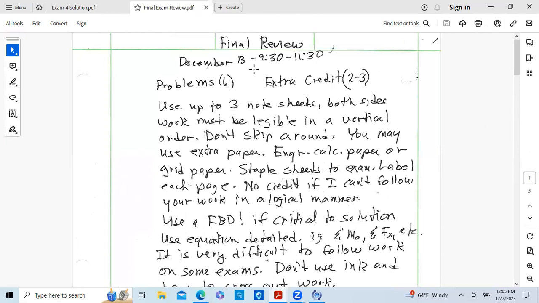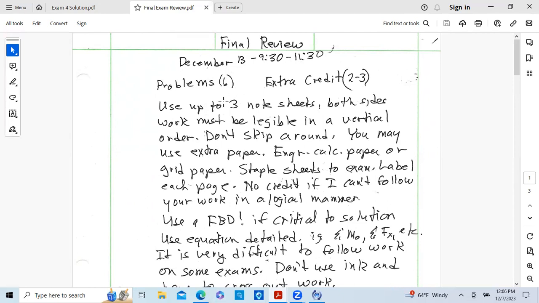So our exam is December 13th. It's actually scheduled to go to 11:20. I'm going to take it to 11:30. So it's 9:30 to 11:30 on December 13th. There'll be 6 problems, 2 to 3 extra credit problems, and I may have extra credit built into one of the 6 problems here. All problems are 10 points each.